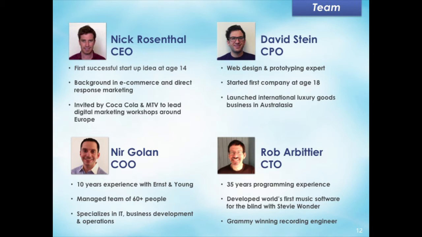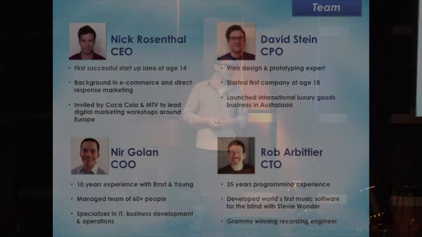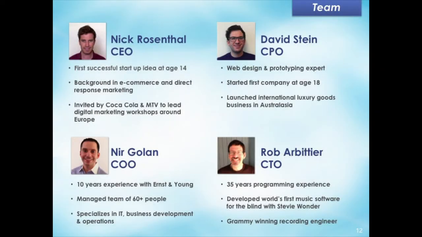He sold his first company when he was 20 years old, and then he helped launch one of Australia's leading luxury goods wholesalers, where he created all of their branded websites. One of those was recently sold to Tiffany's. Nir Golan is our Chief Operating Officer. Nir spent over 10 years at Ernst & Young as a senior manager there. He was in charge of a team of over 60 people, and he's an expert in IT, business development, and operations. And last but certainly not least is Rob Arbitier.